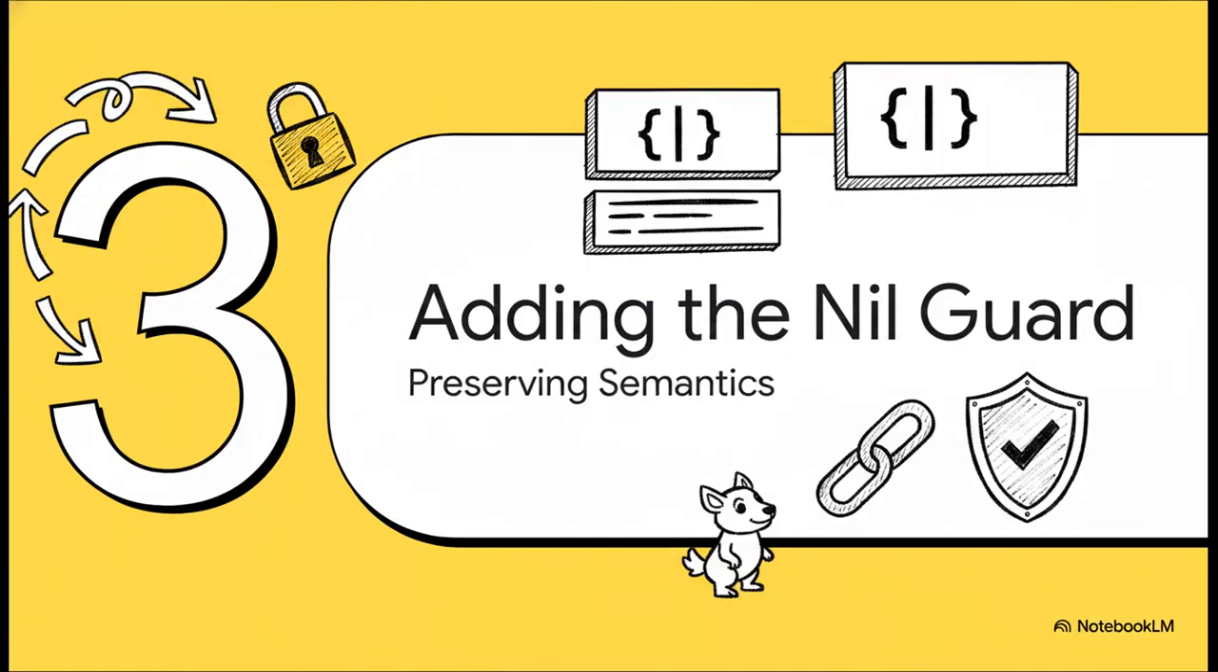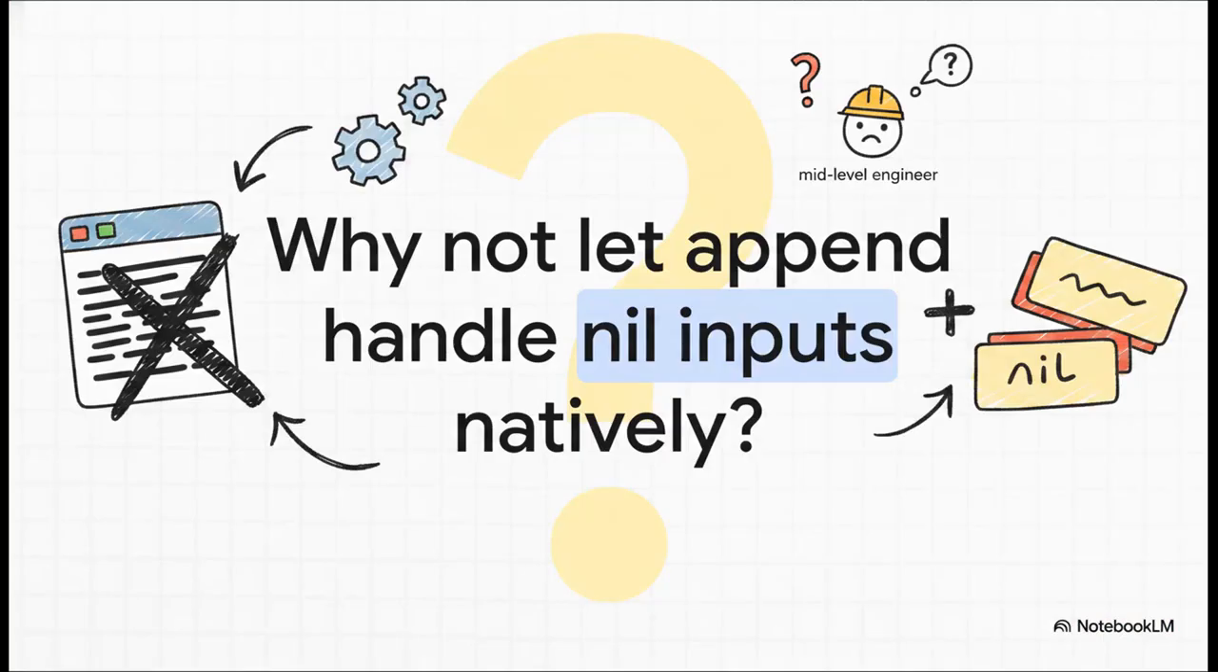Section 3. Adding the nil guard and preserving semantics. This is arguably the most nuanced and important part of the entire code block we just looked at. If append is so incredibly powerful, here is a critical gotcha question for you. Why not just skip the if statement entirely and let append handle nil inputs natively? Seriously, think about it. Put on your mid-level engineering hat for a second. What happens to the actual behavior of your code if you just aggressively append everything?